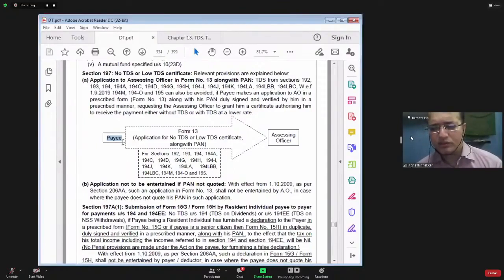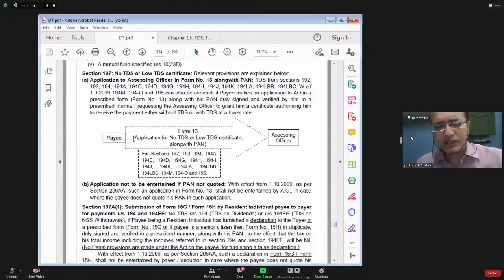Every month, how much will be paid? 50,000 will be paid and 5,000 will be deducted as TDS. Correct? So yearly, how much amount will be deducted in the form of TDS? 60,000 rupees. Yearly 60,000 will be deducted, but his actual tax liability is only 33,800. So more TDS is getting deducted.